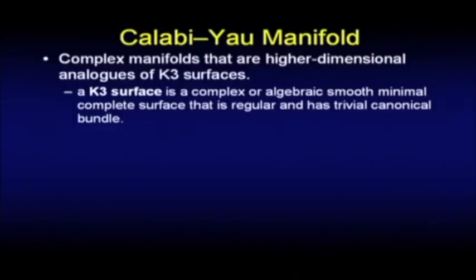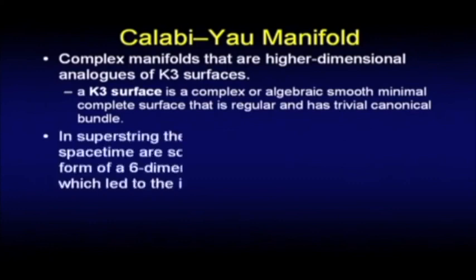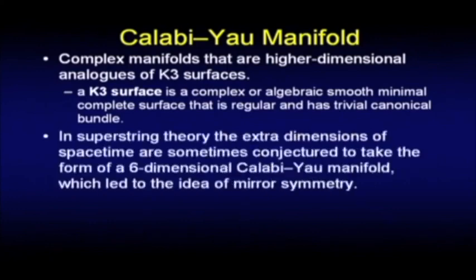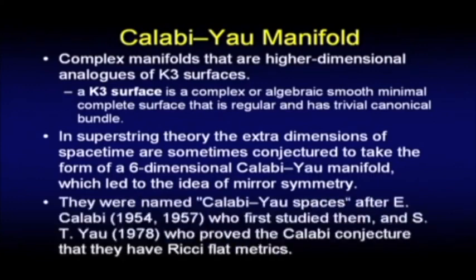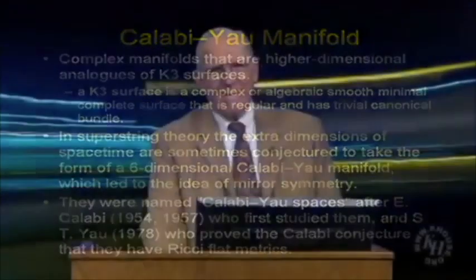What is that? That's a complex manifold that are higher dimension analogies of K3 surfaces. And what's a K3 surface? That's a complex, algebraic, smooth, minimal, complete surface that is regular and has trivial canonical bundles. And in superstring theory, the extra dimensions of space-time are sometimes conjectured to take the form of a six-dimensional Calabi-Yau manifold, which led to the idea of mirror symmetry. They were named the Calabi-Yau spaces after E. Calabi, who first studied them, and S. T. Yau, who proved the Calabi conjecture that they have Ricci flat metrics.